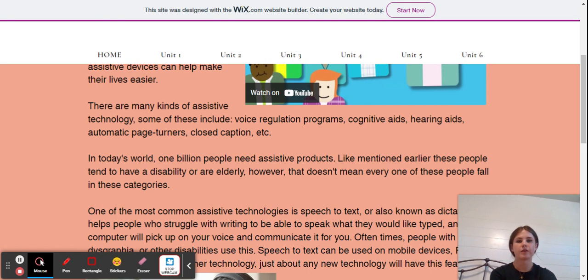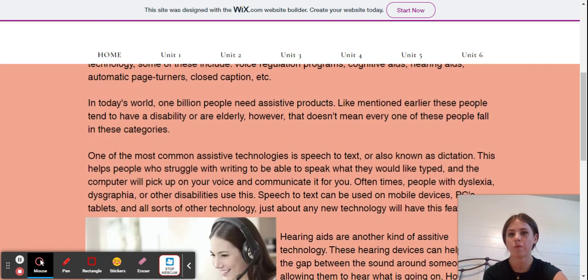Some of these can include voice regulation programs, cognitive aids, hearing aids, automatic page turners, closed captions, and lots of other kinds. There's so many, like almost unlimited. And people are constantly finding new assistive technologies to help out people that need it.